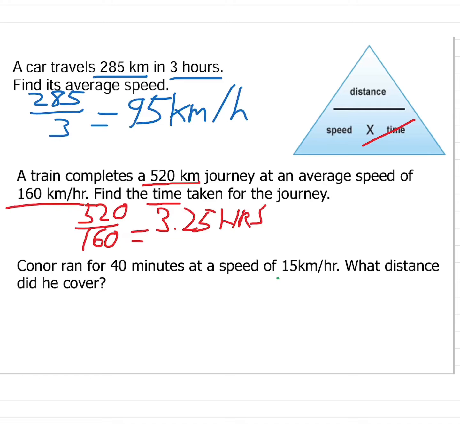Now, you wouldn't really write 3.25 hours, you'd write it in hours and minutes. So 0.25 hours, let's multiply that by 60 to change it to minutes. So that'd be 15. So the answer is 3 hours and then 15 minutes.